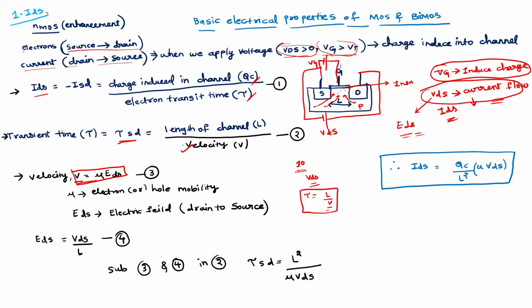Just substitute EDS equal to VDS by L. We know that electric field equals voltage by length, so EDS equals VDS by L. Let us assume this is equation 3 and this is equation 4. Substitute both 3 and 4 in equation 2. So we will get tau SD equal to L square by mu VDS. Let's remember this, we will use it in the further explanation.